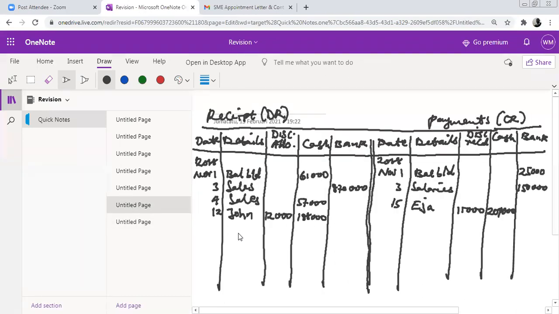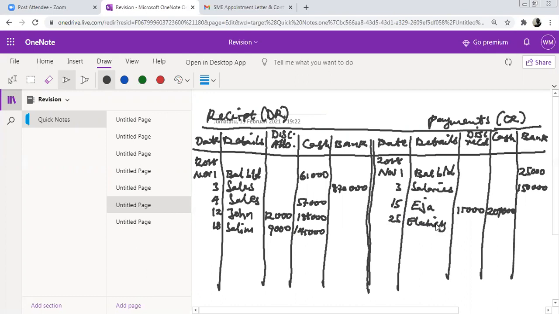So this is on 18th. We received the money from Salim. A discount of 9,000 was allowed. And if he was supposed to pay 150,000, he will pay 141,000. And lastly, on 25th, we paid electricity.